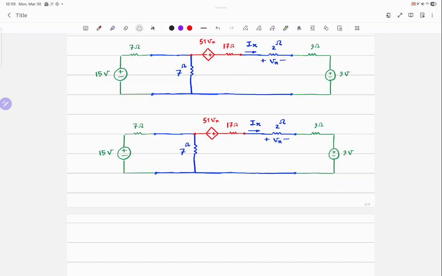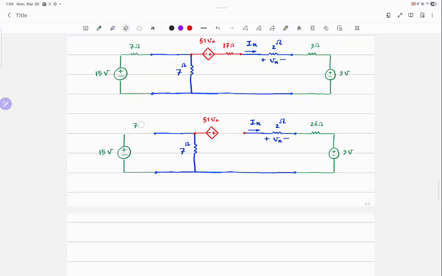17 and 9 combine. So instead of 9, I will write 26, right? What else? You change the 15 volt and 7 ohms to a Norton current source. The 15 and 7 to a current source. Are you getting somewhere with this? You can then combine the parallel resistors.